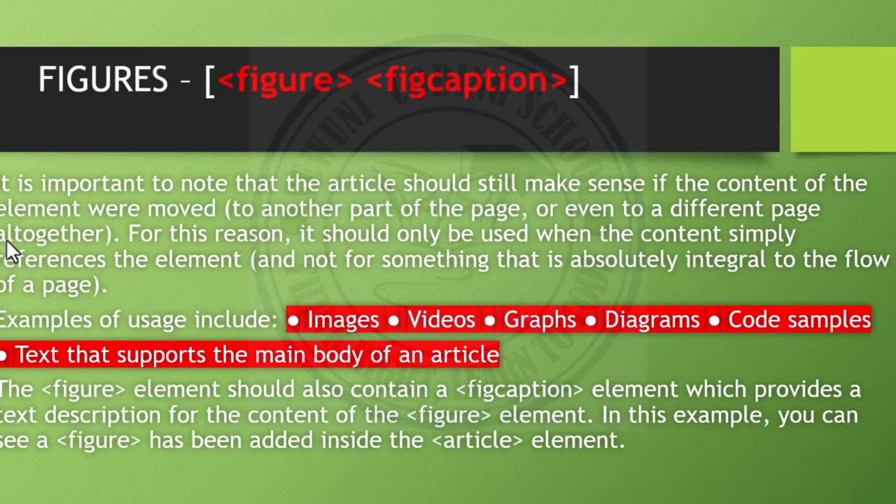Now figures, you saw figures in my earlier example. It is important to also note that the article should still make sense if the content of the element were moved. For this reason, it should only be used when the content simply references the element. Examples of usage include images. So in the figure above, the example I showed you earlier, you see images were used frequently in figures under the section.